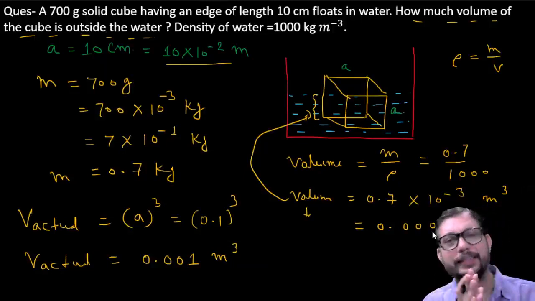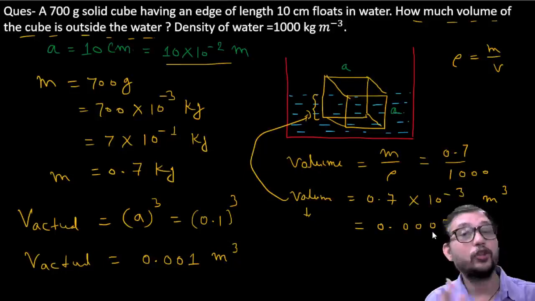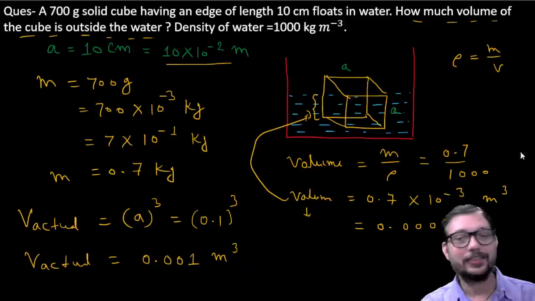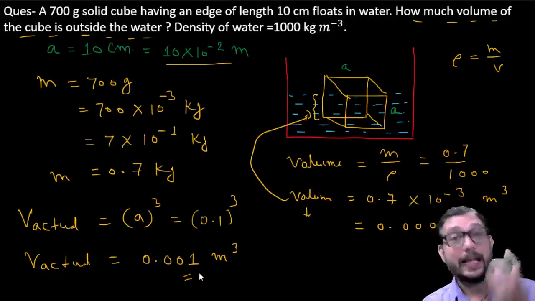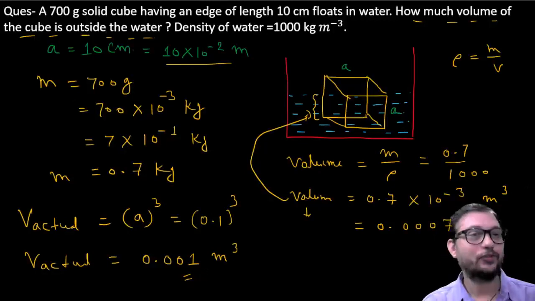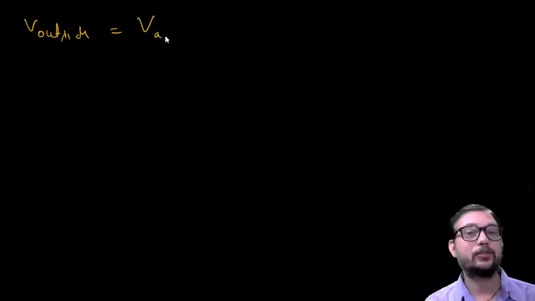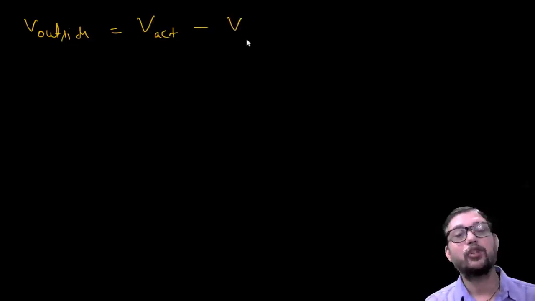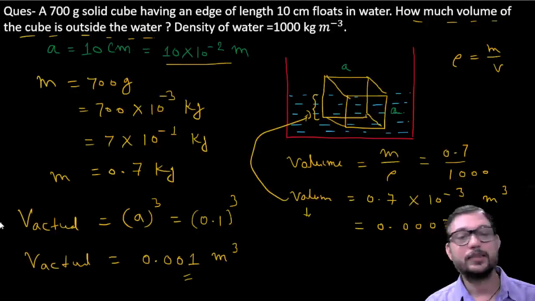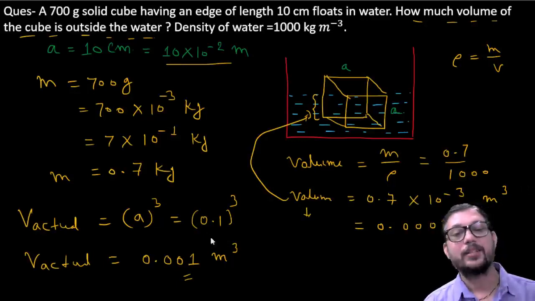So how will we calculate the volume which is outside the water? This one is the volume which is inside the water, and this is the volume which is actual. So what is the outside volume? The outside volume will be equal to the actual volume minus the volume of the displaced water.